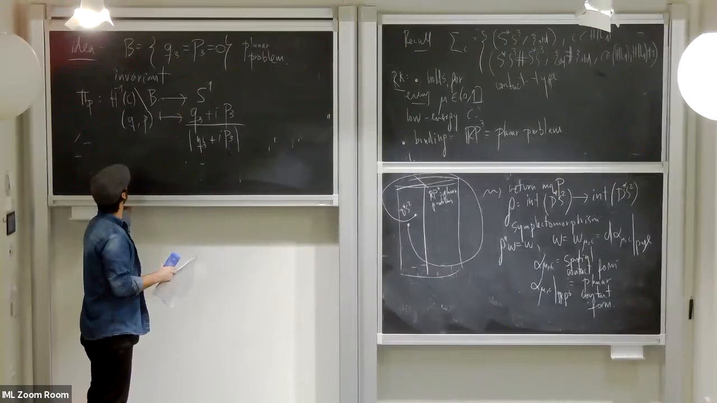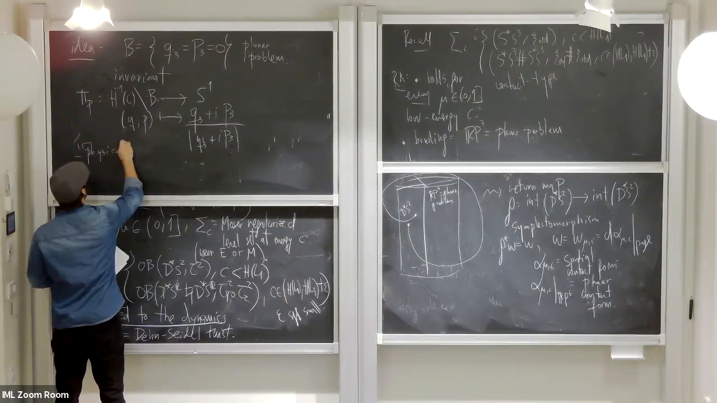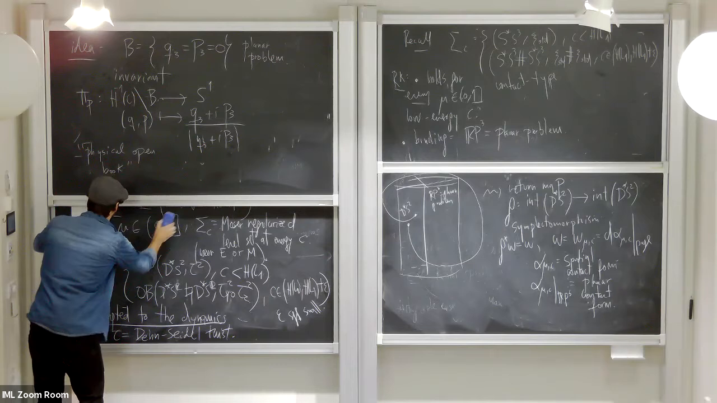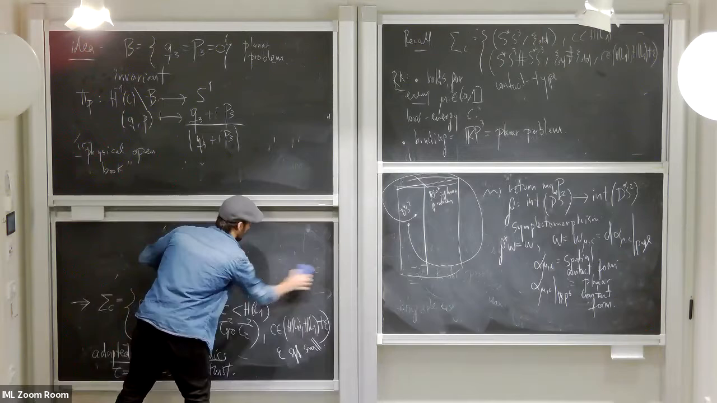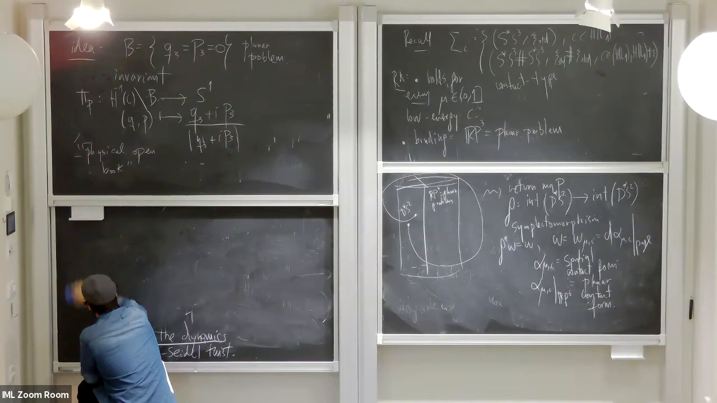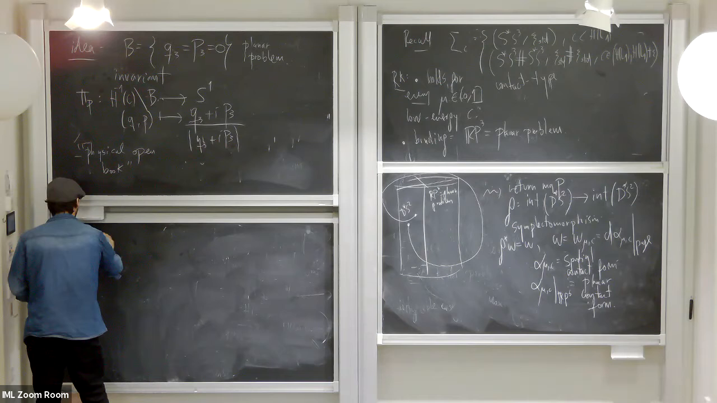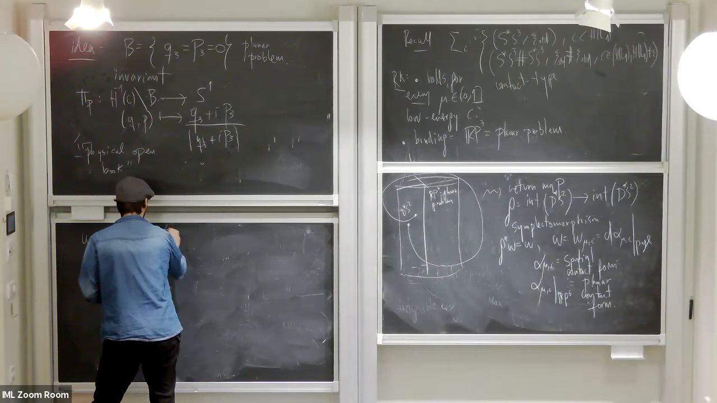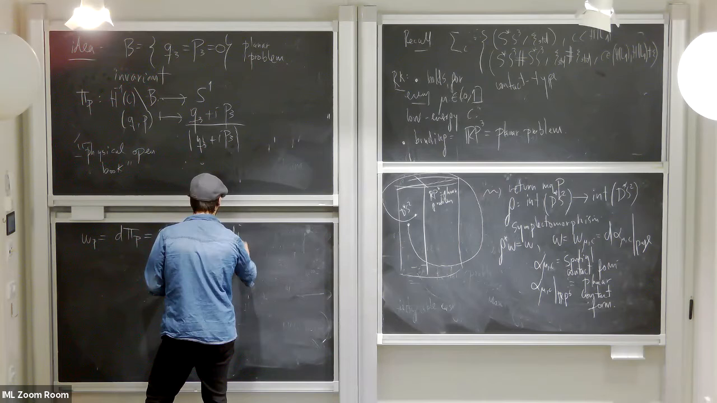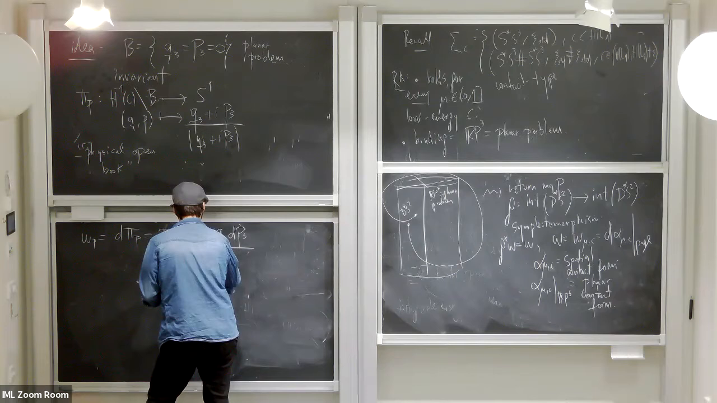Physical open book. This is a map to S1, so it has an associated angular coordinate. So omega p, which is just the derivative of the angle, is an angular form which you can write down as p3 dq3 minus q3 dp3, divided by the norm squared, p3 squared plus q3 squared, away from the binding.